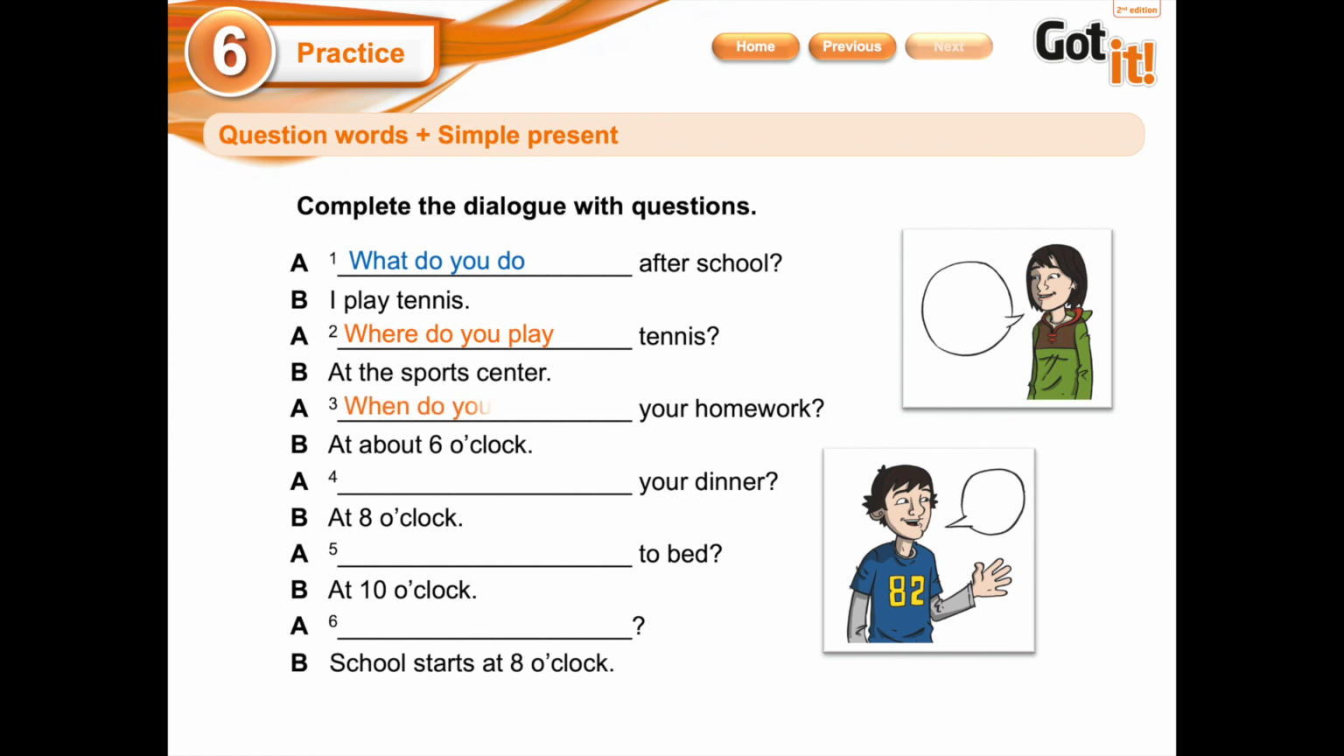Let's go with number three, your homework. Let's see the answer. When do you do your homework? At about 6 o'clock. Let's go with number four. What time do you have dinner? At 8 o'clock. Perfect. Number five, try to think it's related to time too. It says to bed at 10 o'clock. What time do you go to bed? At 10 o'clock. And finally, it's referring to time too, and this is a little bit more difficult because you don't have words in this question. So, when does school start? School starts at 8 o'clock.